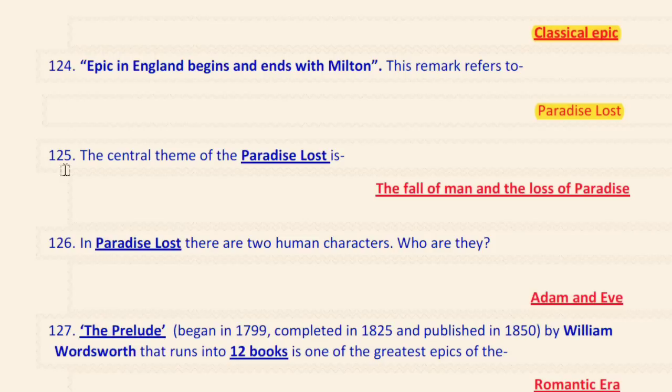Question number 125. The central theme of Paradise Lost is, the answer is the fall of man and the loss of paradise. Question number 126. In Paradise Lost, there are two human characters. Who are they? The answer is Adam and Eve.